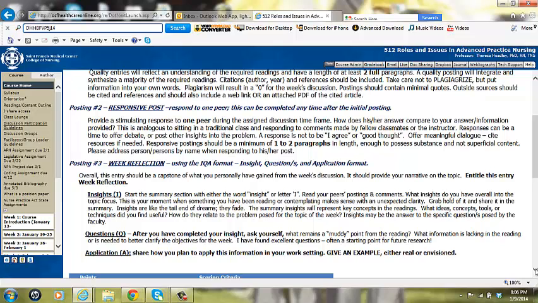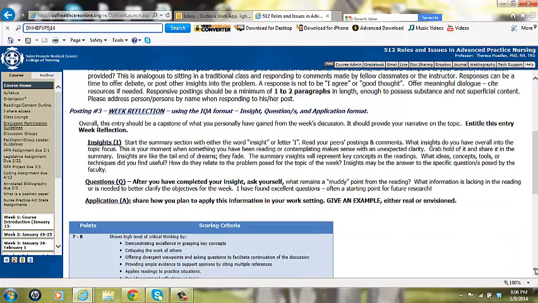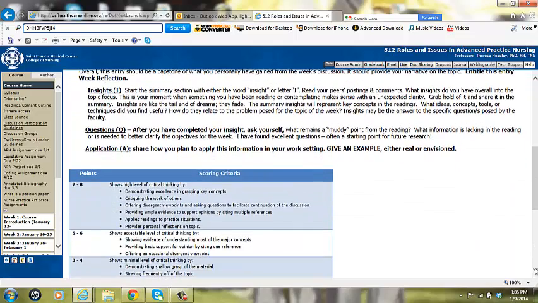The application then is how you're going to apply all the information that you have used and gained over the week. It's always good to provide this because that can help concretize all your readings and your thought processes as well as those of your peers.